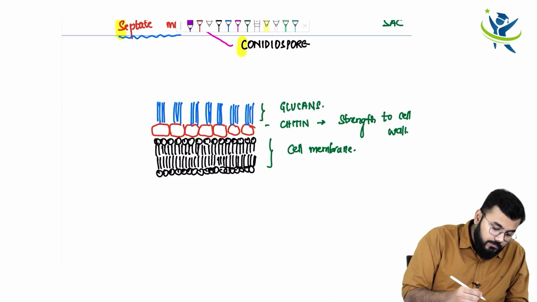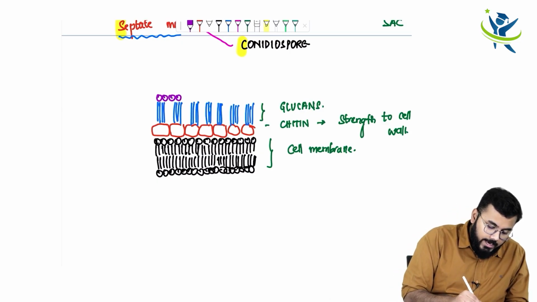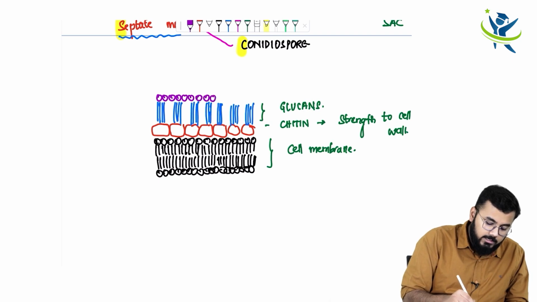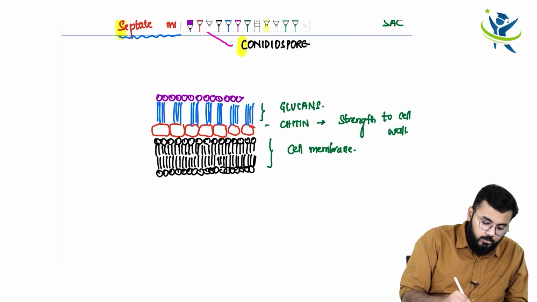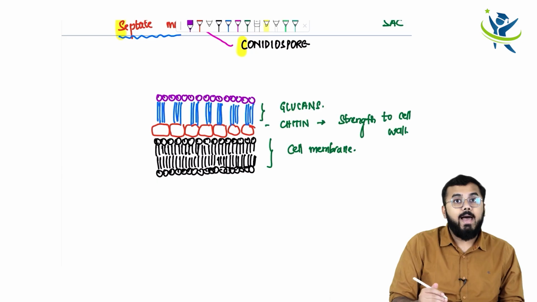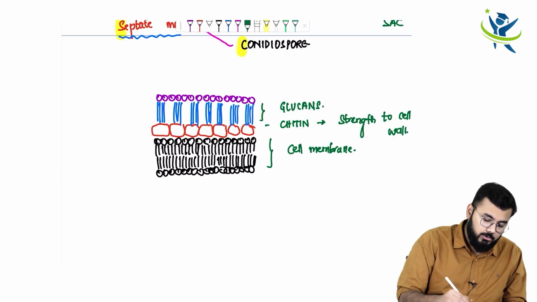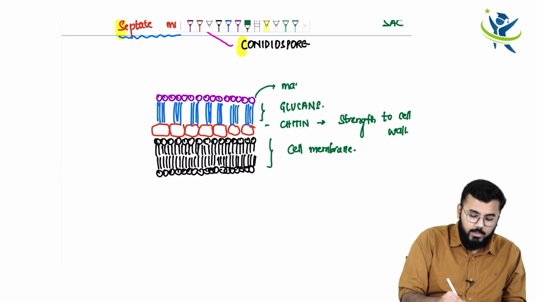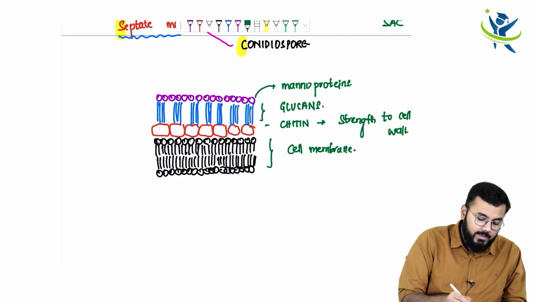Just on the surface of these glucans, you have again a layer of small proteins like this. Now these proteins are called manoproteins. And obviously fungus also has a cell wall. So this yellow colored layer which I'm drawing on the top is your fungal cell wall.